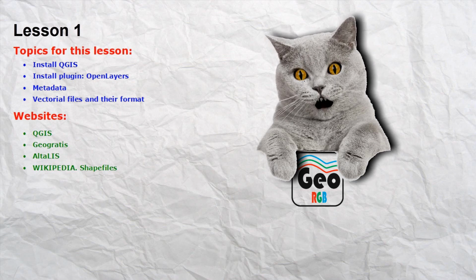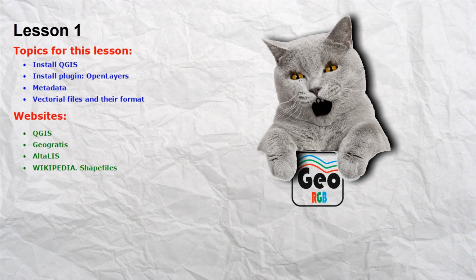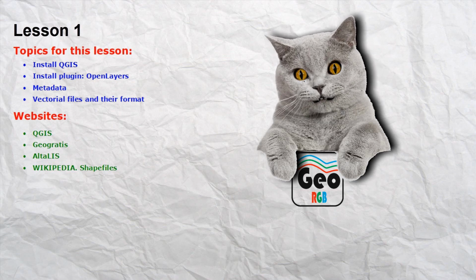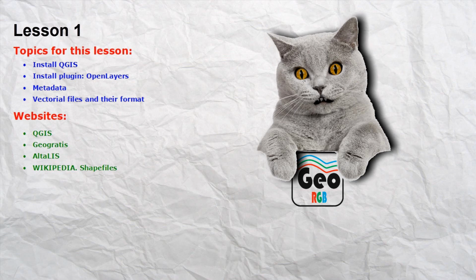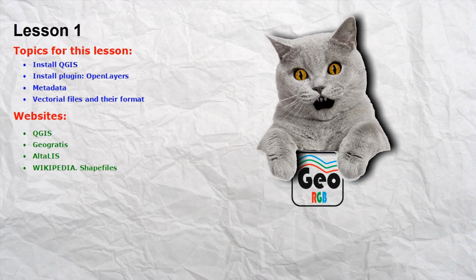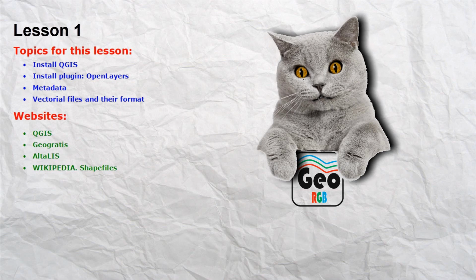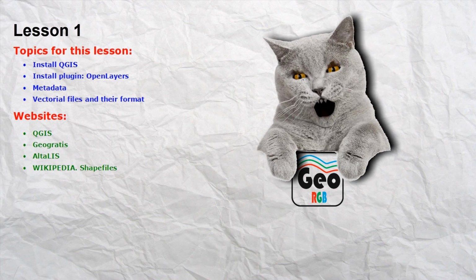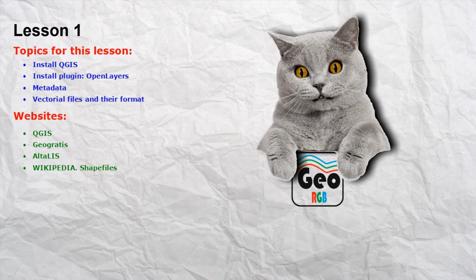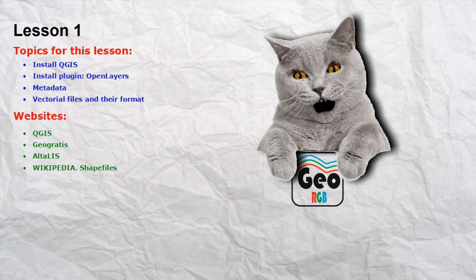About the websites we are going to visit today, they are going to be the main website for QuantumGIS, and also we are going to visit a couple of different websites to download some data. Those ones are going to be Geo Gratis and Altalis. And finally, we are going to visit Wikipedia for shape files.